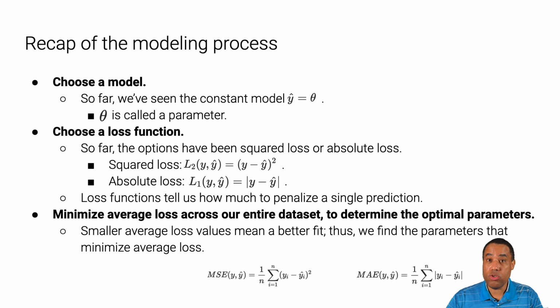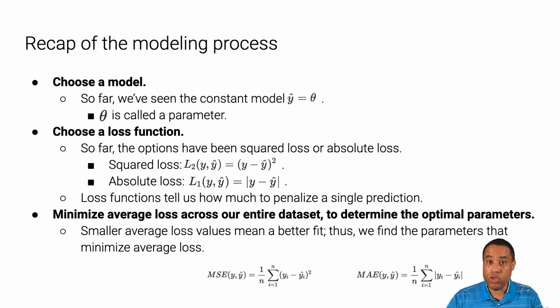Second step is to choose a loss function, and we looked at two loss functions, squared loss and absolute loss. Squared loss, we take our value and subtract the predicted value and square that. Absolute loss, we take our value minus our predicted value and we take the absolute value of that.